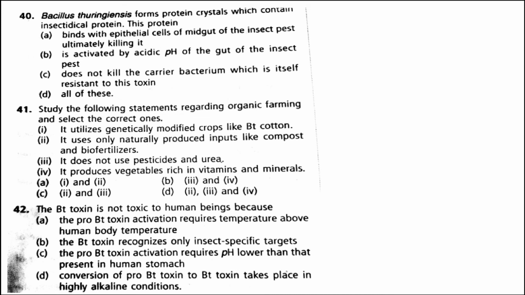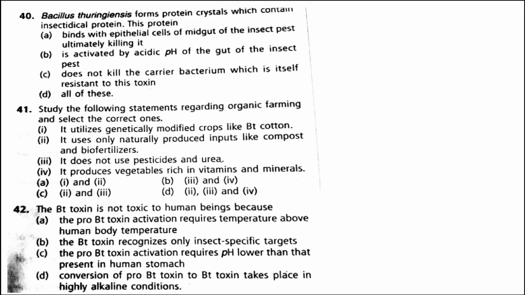Next, Bacillus thuringiensis forms protein crystals which contain insecticidal protein. A. This protein binds with epithelial cells of the midgut of the insect pest, ultimately killing it. B. It is activated by acidic pH in the gut of the insect or pest. C. It does not kill the carrier bacterium, which itself is resistant to the toxin. And D. all of these. The answer will be option A.